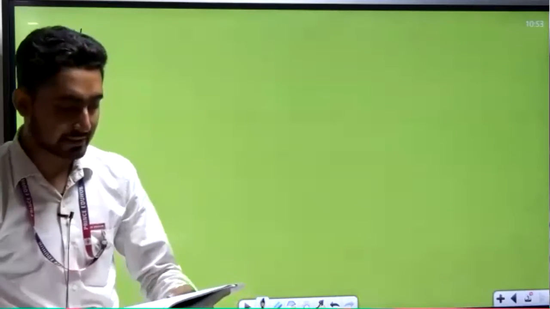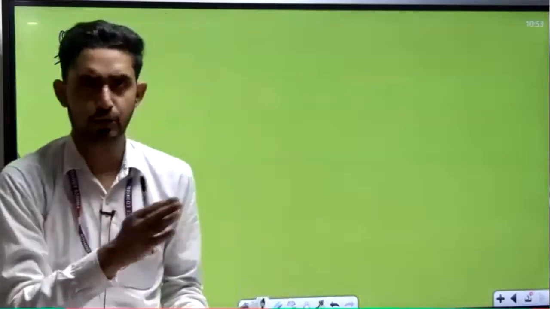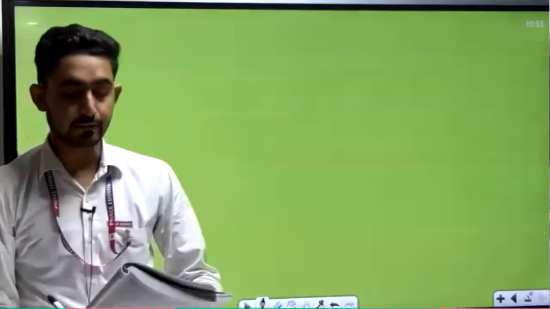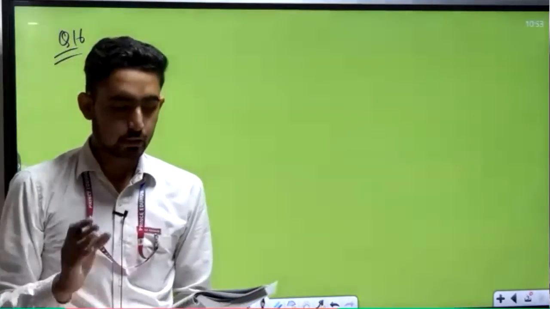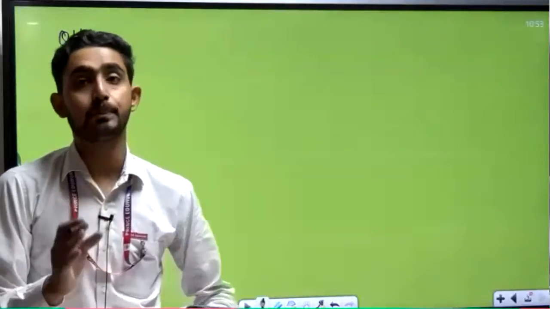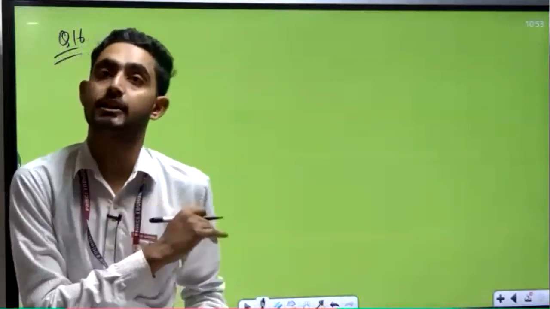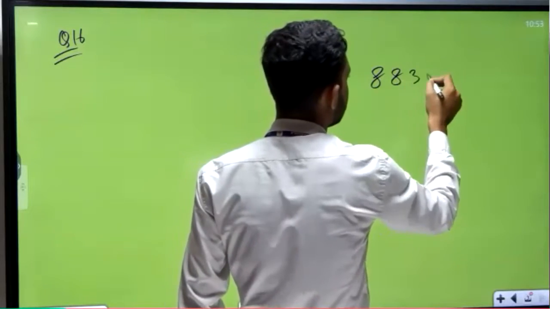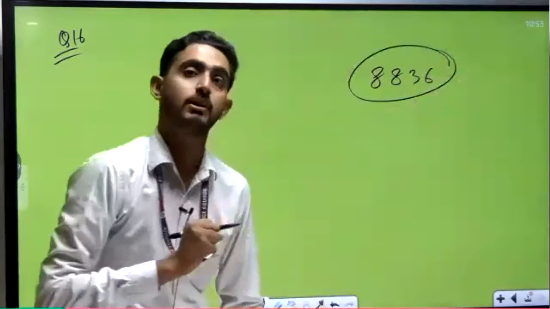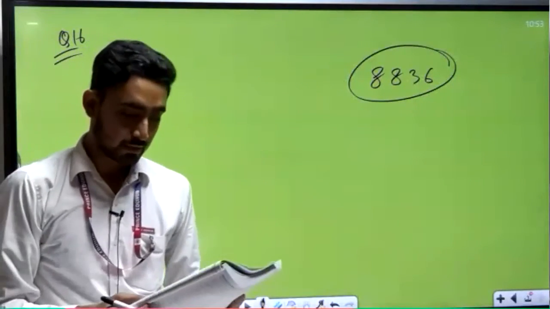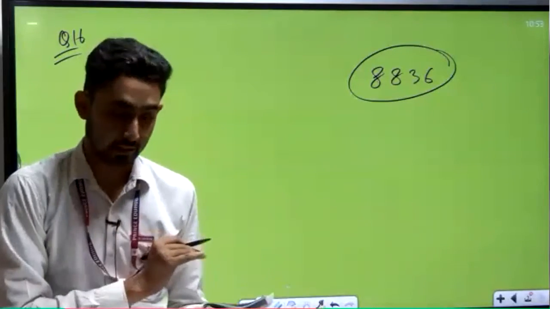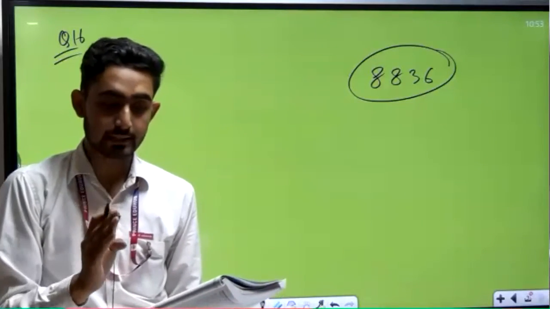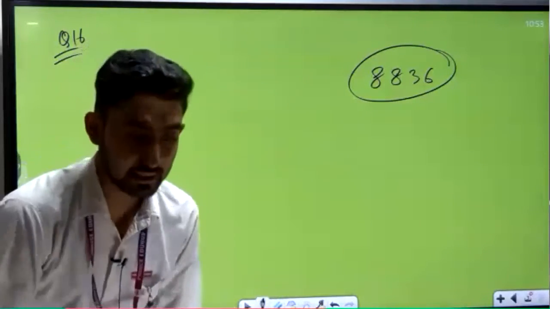Okay, now question number 16, try to understand from your book only. This question says a society collected 8,836 rupees. That much rupees collected. Now, each member contributes as many rupees as there are members. Means suppose, sorry, just wait. Actually, please tell the 15 number question.